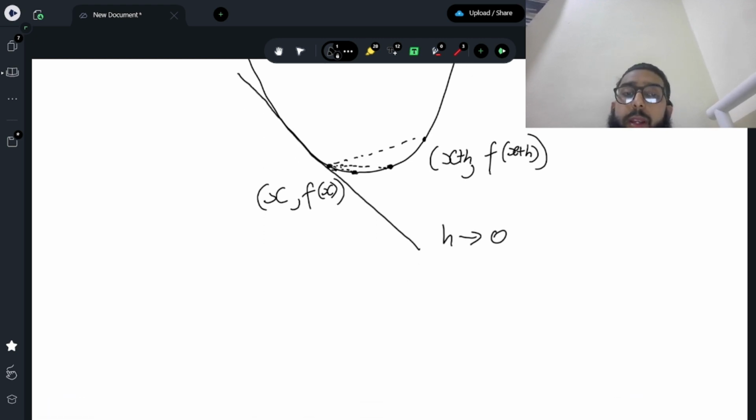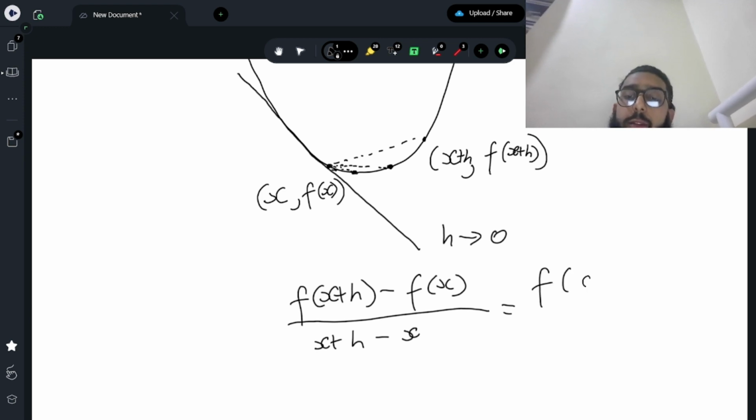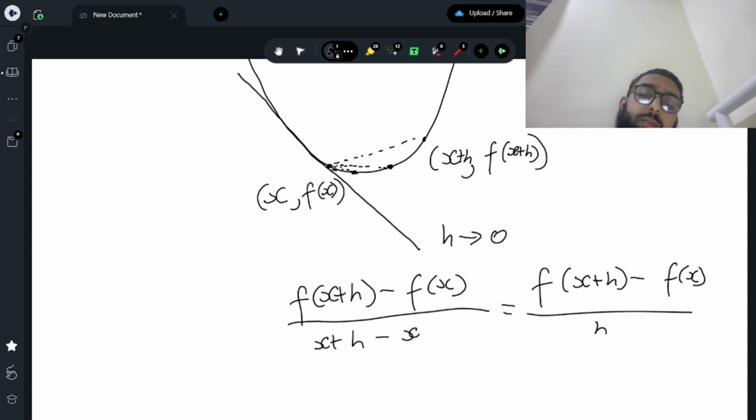Well, if we have 2 points that are x, f of x and x plus h, f of x plus h, how do we find the gradient between them? Well, it's the change in y over the change in x. So the change in y would be f of x plus h minus f of x, all over x plus h minus x, which equals f of x plus h minus f of x over h.